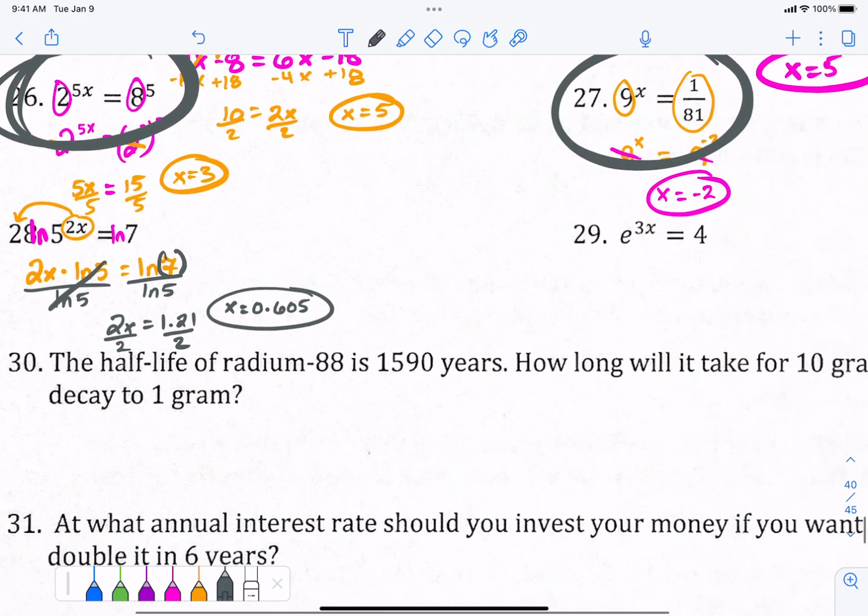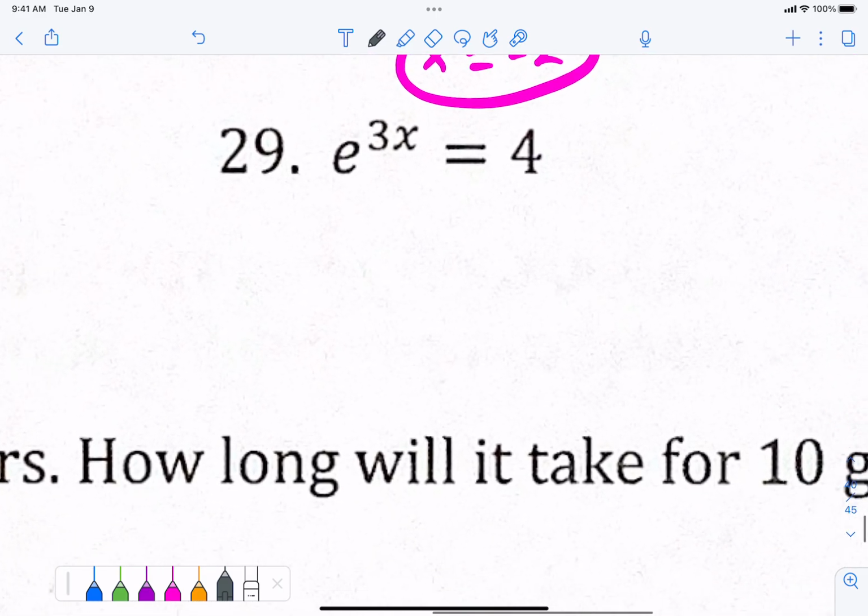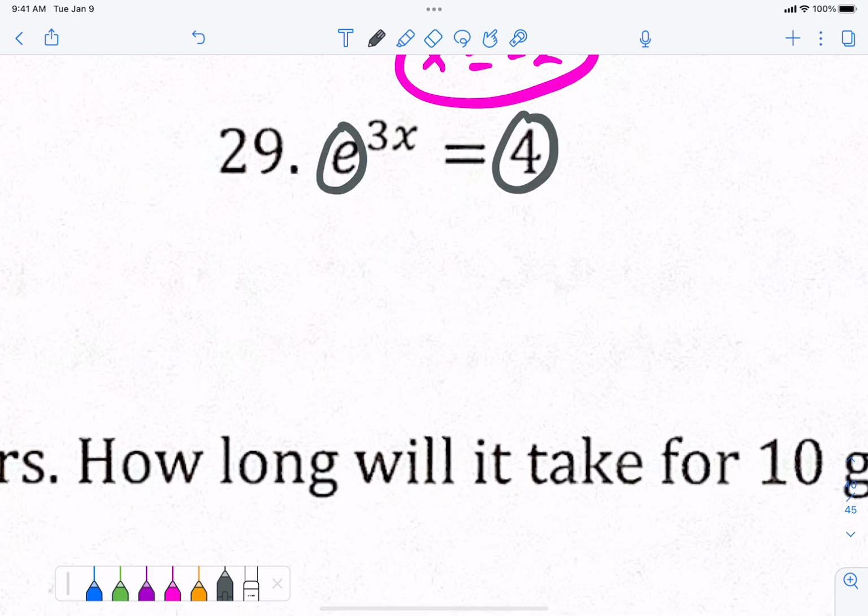Okay. Number 27 is just like 29. e is a base and 4 is a base. Can you get those to be the same number? No. ln both sides.